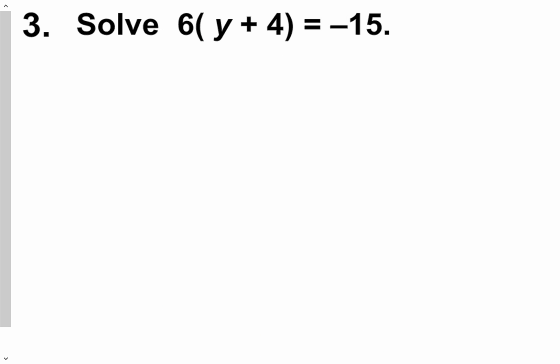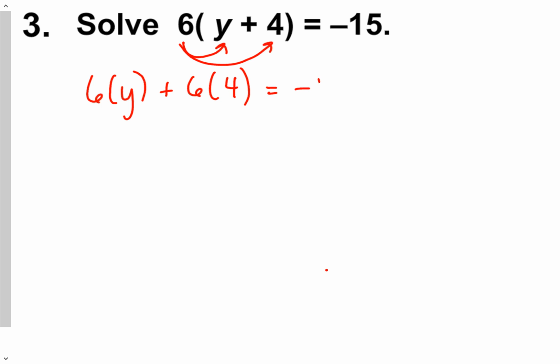Okay, now I'm going to get into some method 2 type problems. So if you're taking a look at this, normally we would divide by 6 on both sides of the equation, but negative 15 isn't as easily divisible by 6. So what we're going to do is distribute. We're going to say 6 times y plus 6 times 4. We're going to expand it first. So 6 times y is 6y, plus 6 times 4 is 24, and that equals negative 15.